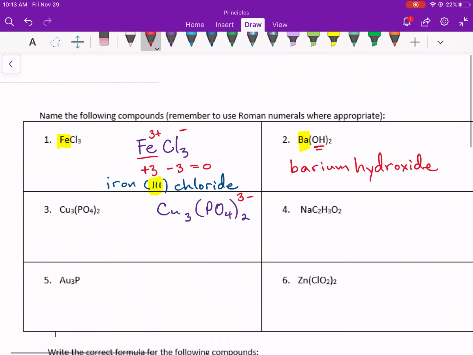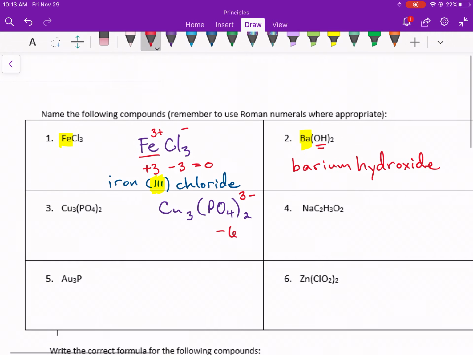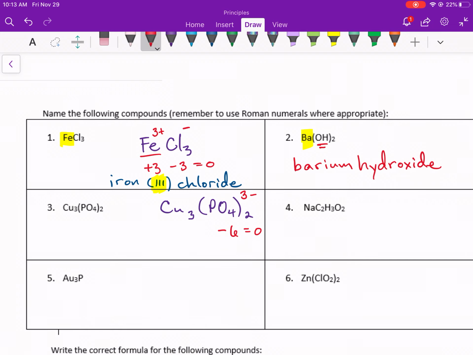So if that's -3 and I have 2 of them, then that's going to give me -6. The total charge of my compound has to be 0. So that means the coppers over here have to total +6. And if there are 3 of them, we're just going to divide 6 by 3 and get the charge of the copper. So what would that be? Okay, so this must be copper with a 2+ charge. So then what would the name of the formula be? Okay, so you should have said copper(II) phosphate.